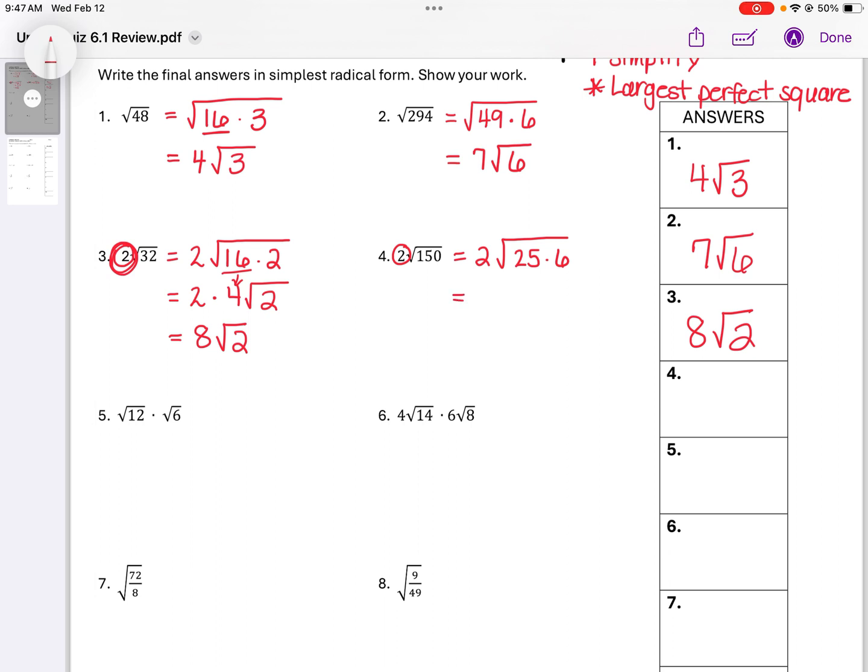So let's put my 2 there for a minute. Let's find the square root of 25, that's 5. The square root of 6, not a perfect square, so it's going to stay in there. And then the last step, go ahead and multiply those two numbers. 2 times 5 is 10. And then your square root of 6 will stay there. It'll be the same.